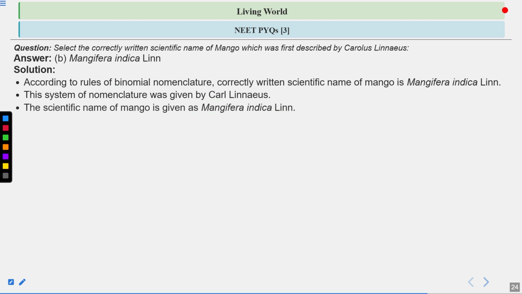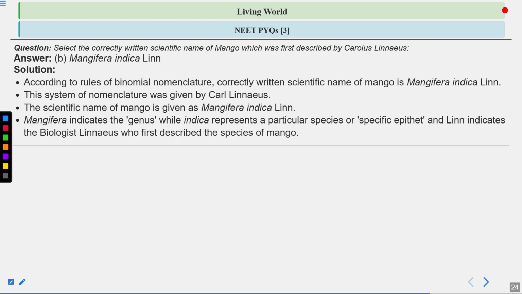The scientific name of mango is Mangifera indica. This is the correct way of writing the scientific name of mango. Here, Mangifera indicates the genus, while indica represents a particular species or specific epithet, and Linn indicates the biologist Linnaeus, who first described the species of mango. So the author, or the person who described the species, his name is written after the specific epithet.